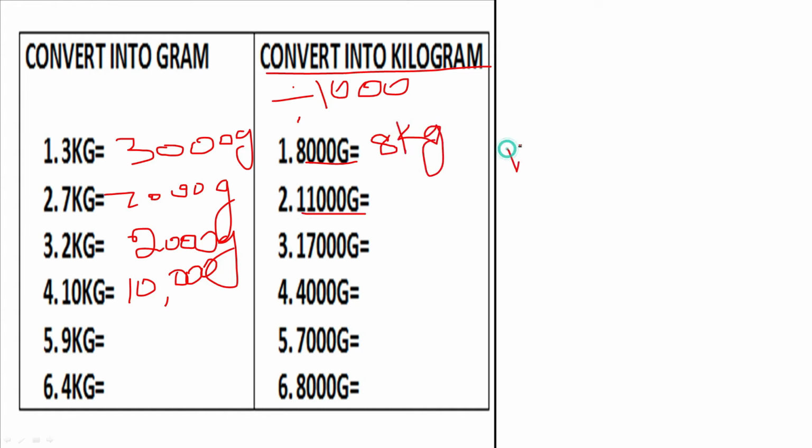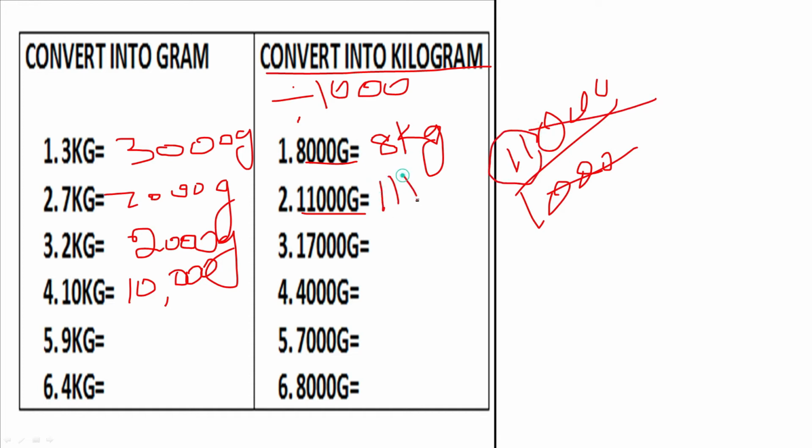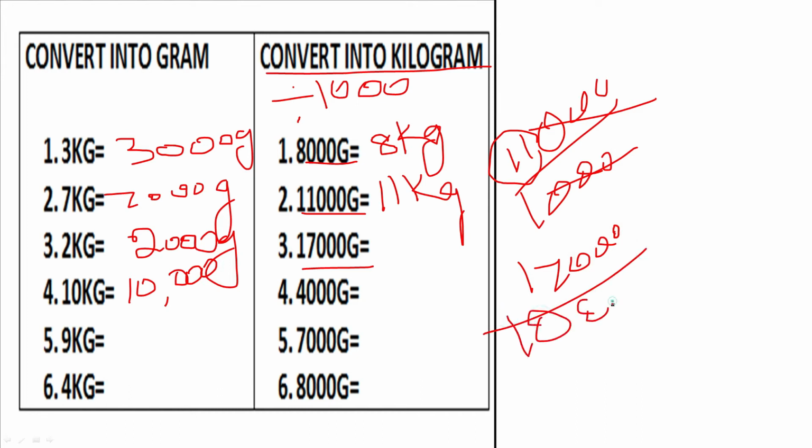11,000 gram divided by 1000. Here 3 zeros, here 3 zeros, you cut, so 11 is left out. 11 kilogram. Next, 17,000 gram. 17,000 divided by 1000. Cut the 3 zeros. Here also 3 zeros cut. What is left out? 17 by 1 is 17 kilogram.